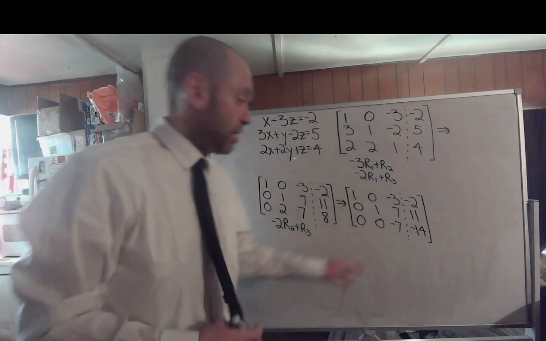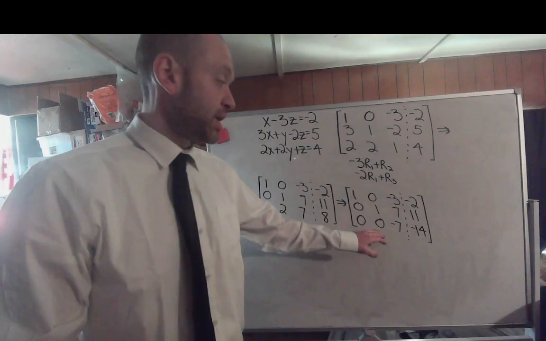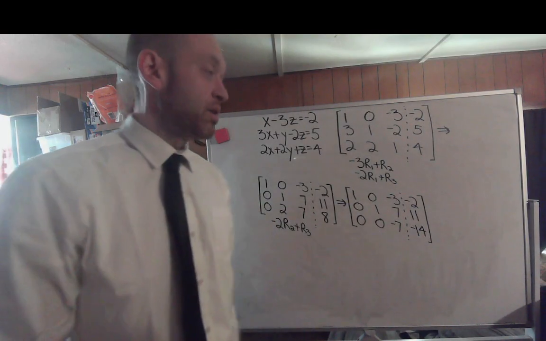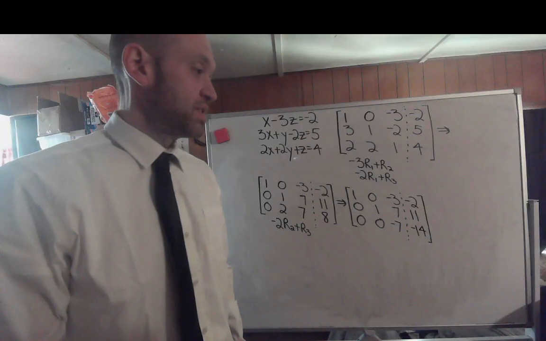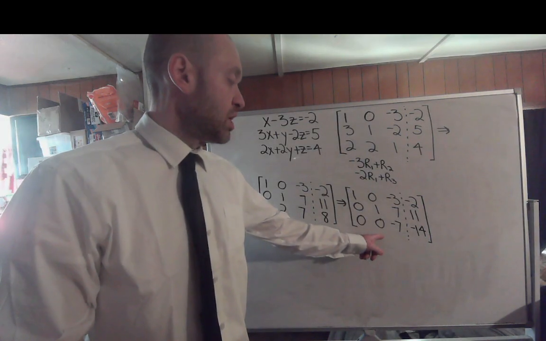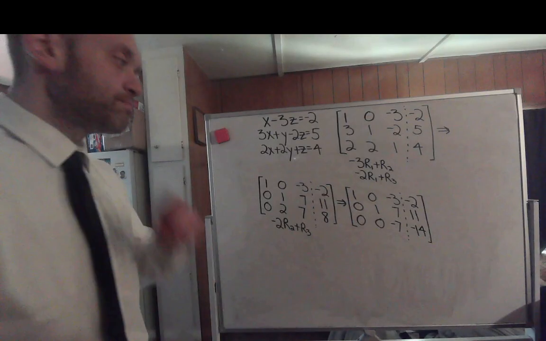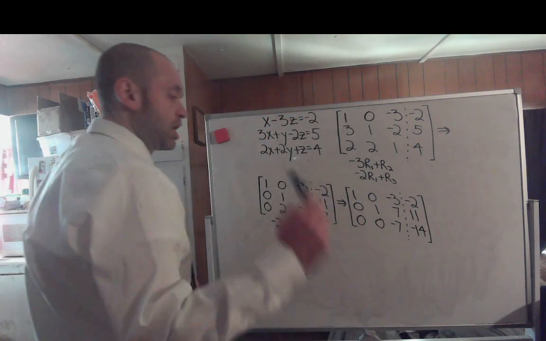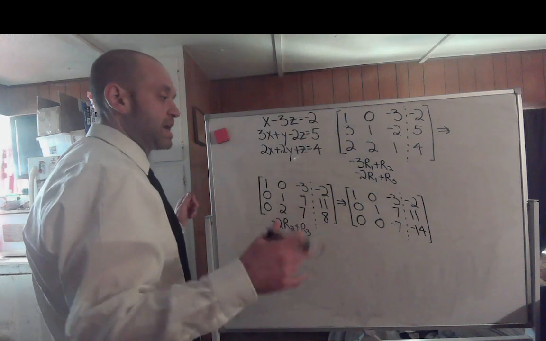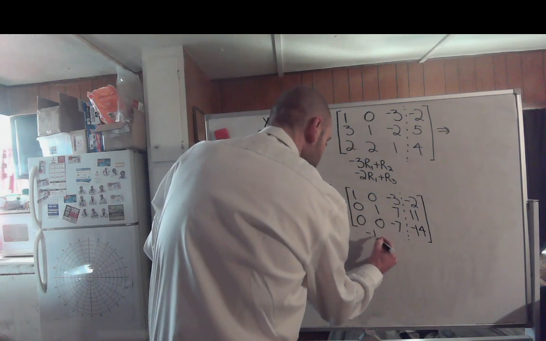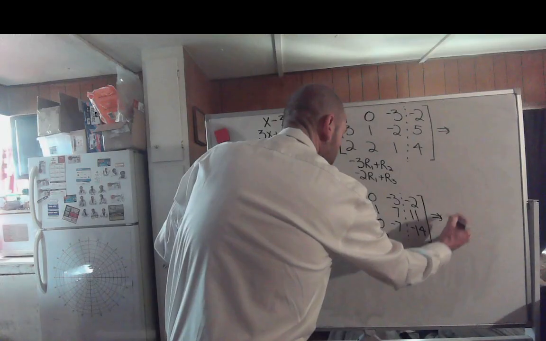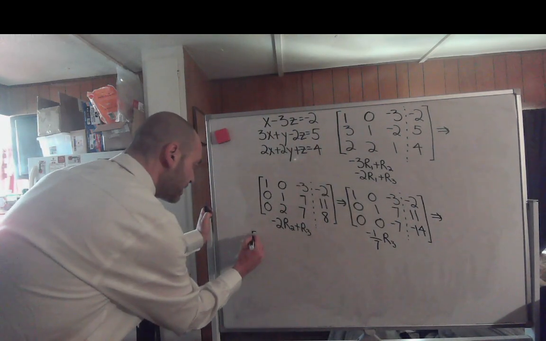Alright, so now we have the first two digits in row 3 being 0. Now, it's true the leading digit in row 3 needs to be a 1, but let's notice something here. In row 2, actually, you know what? Let's make this leading digit a 1. I'm going to tell you why, because we can do two operations at once after the fact if we do that. So if I take negative 1/7 of row 3, I'll end up getting my leading digit to be a 1 in row 3.